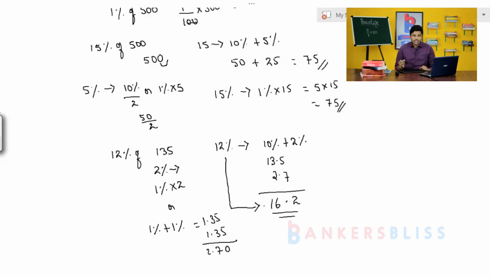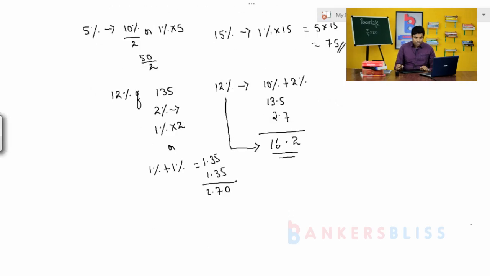So 10% plus 2%. If you want to calculate 17% of, let us take 385. You want to calculate 17% of 385. Then how we can solve? We have two methodologies. 17% means 10% plus 7% or 20% minus 3%. So whichever is feasible for you people, you convert in that manner.